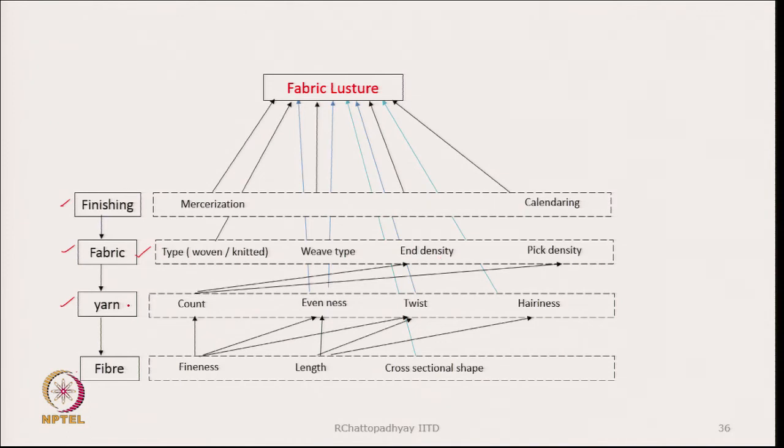Then we come to yarn, fabrics are made of yarn. So, hierarchically we are going down, what parameters of the yarn will affect fabric luster, what parameters of the fibers will affect fabric luster. So, again this is a visual representation just to say that these are the various relevant parameters of finishing, fabric, yarn and fiber, which will have a bearing on the luster of the fabrics.